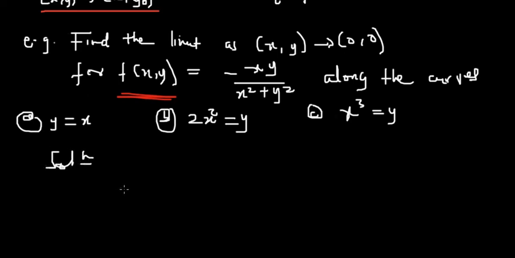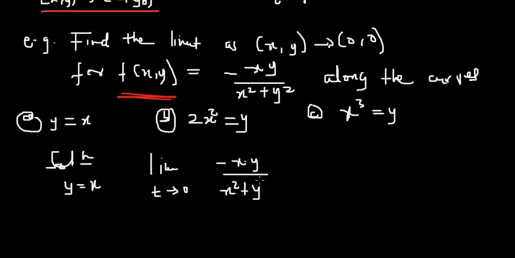Kindly pay rapt attention to this concept because it might sound confusing, but once you follow, it will look very, very simple. We know that we've been given the function y equals x, and this is the general expression. Let's say we take the limit of t to be 0, and then that will give us minus xy divided by x squared plus y squared.